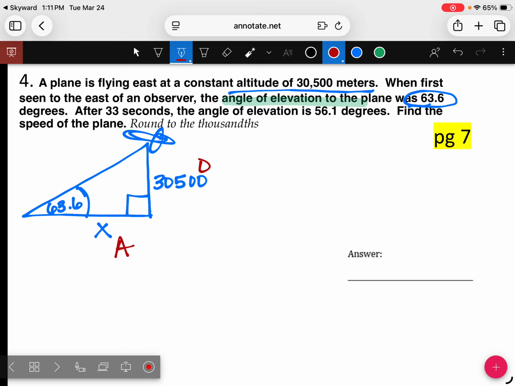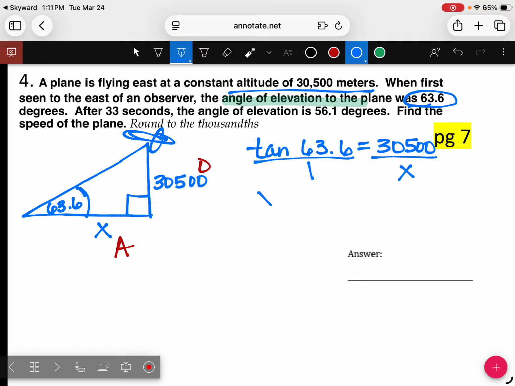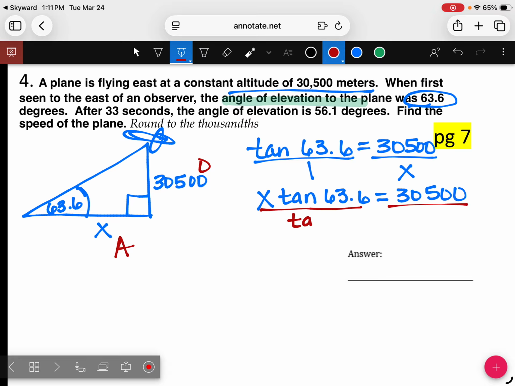So we're going to take the tangent of 63.6. That's going to equal 30,500 divided by x. Go ahead, cross multiply. So when you cross multiply, you're going to have x times the tangent of 63.6 equals 30,500. Then you're going to divide by the tangent of 63.6.